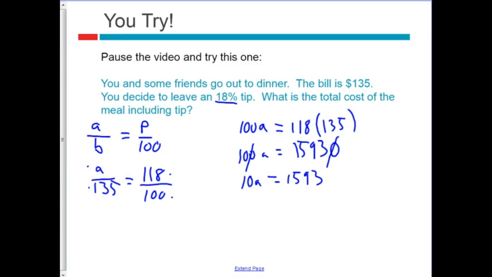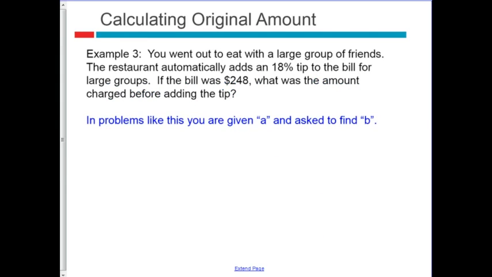I want to divide that by 10 to get A alone. And I get 159.3. Since we're dealing in dollars and cents, that is the total amount I need to pay. If you had 4 people going out to dinner, you would divide that by 4. That's a practical thing. And hopefully somebody has a calculator with them when they do this. Okay, now let's move on to the next type of problem.